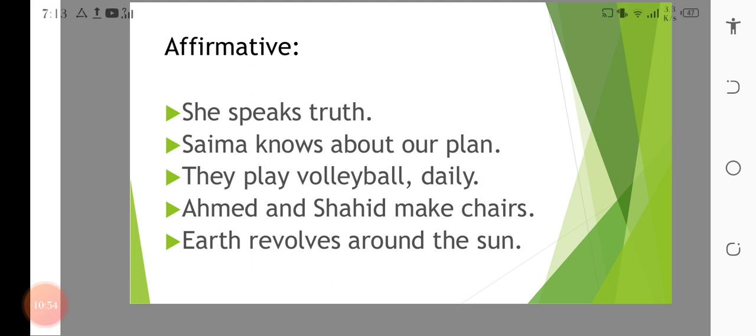Fourth example, Ahmed and Shahid make cheers. Remember, I have given you the example Ahmed and Ali, that when we use two names, two groups of people, when we talk about them, we will never use S, ES or IES in the verb. Earth revolves around the sun. It's a universal fact.